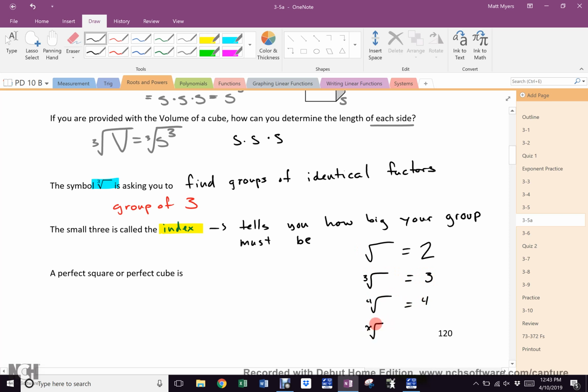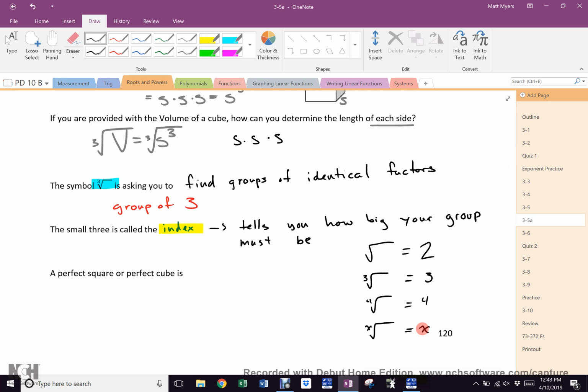What if there's an x? I'm looking for that many factors. Whatever that number is, that's the amount of factors I seek. Everybody cool? In grade 10, we don't go much past 5.